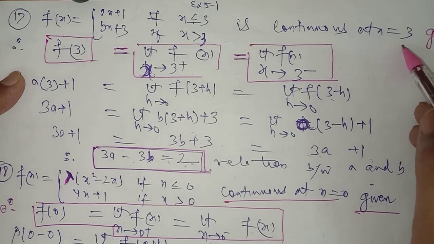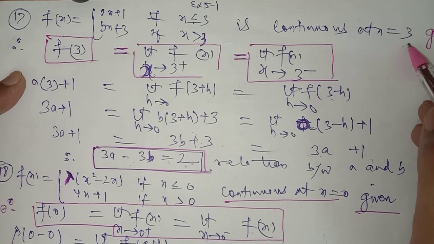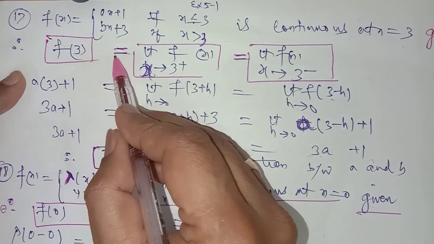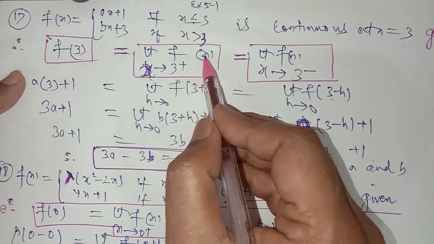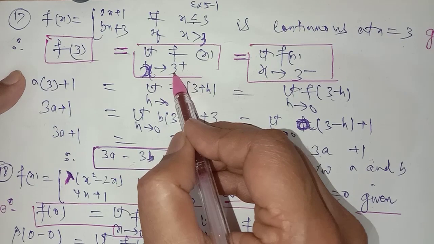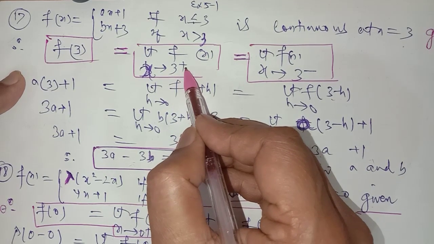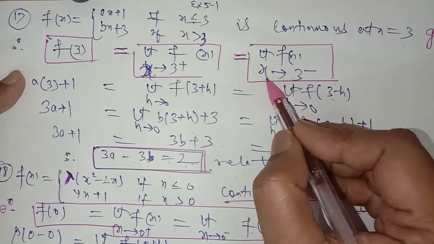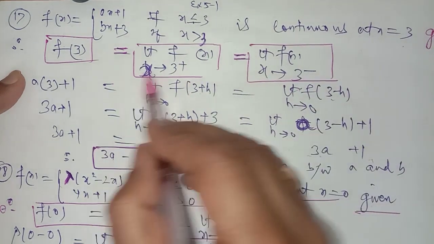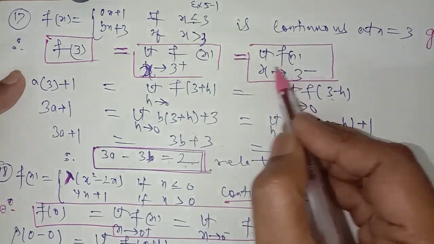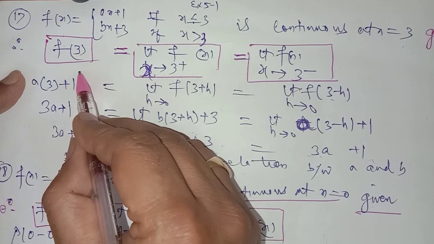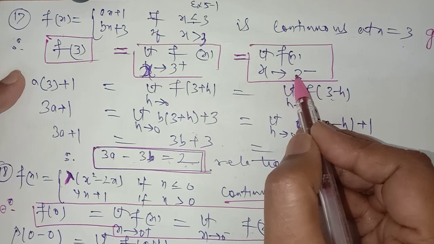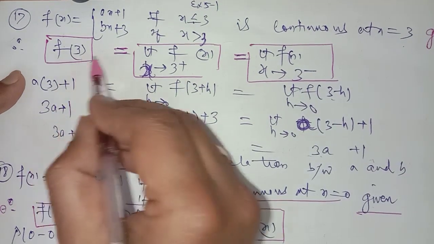Because this function is continuous at 3, the value of the function at 3 is equal to the right hand limit at 3, which is denoted by the positive sign, and is equal to the left hand limit, denoted by the negative sign. So f(3) equals the right hand limit at 3 equals the left hand limit at 3. Now f(3) means x equal to 3.